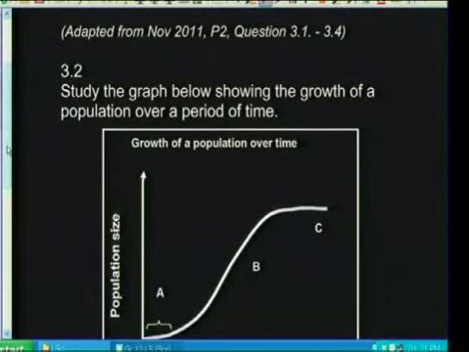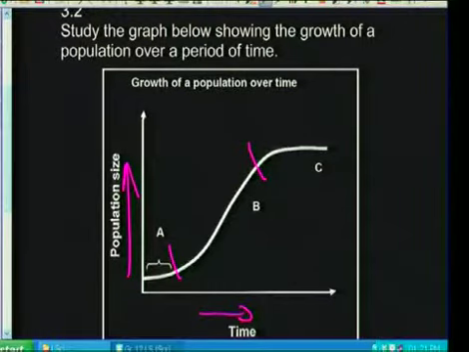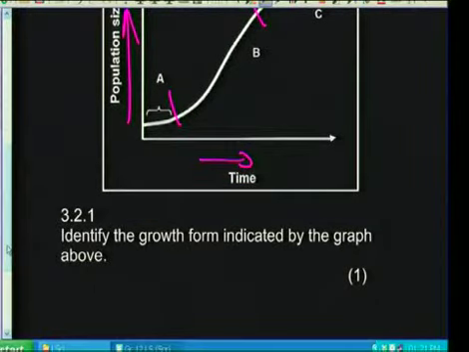Study the graph below showing the growth of a population over a period of time. This graph shows us a population over a period of time, with time on the x-axis and the population size on the y-axis, and we see 3 different stages marked A, B, and C. Let's go to the first question. Identify the growth form indicated by the graph above.